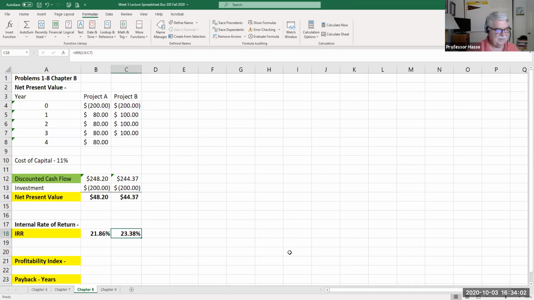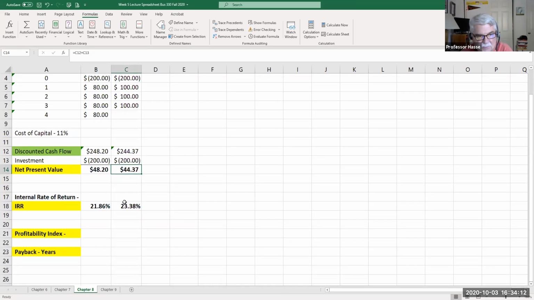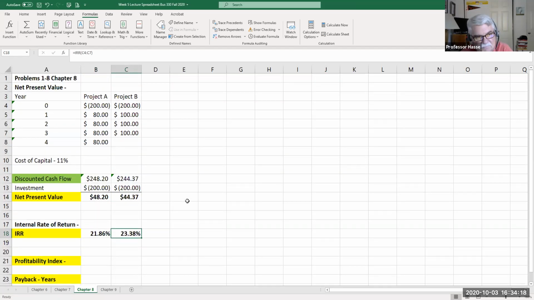Now notice something interesting here. Project A is returning a greater amount of net present value dollars, but Project B is returning a higher percent return. Why do you think that is? I can't hear you. Well, probably it's impossible for me to hear you. But the reason for that is you're getting the money back sooner.